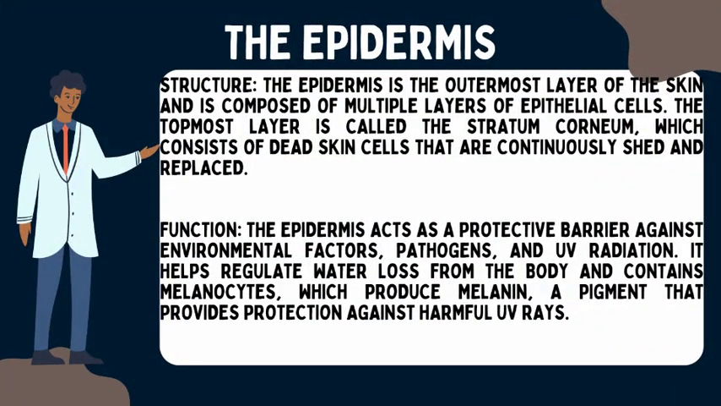Now first layer is the epidermis. Structure. The epidermis is the outermost layer of the skin and is composed of multiple layers of epithelial cells. The topmost layer is called the stratum corneum, which consists of dead skin cells that are continuously shed and replaced. Function. The epidermis acts as a protective barrier against environmental factors, pathogens, and UV radiation. It helps regulate water loss from the body and contains melanocytes, which produce melanin, a pigment that provides protection against harmful UV rays.